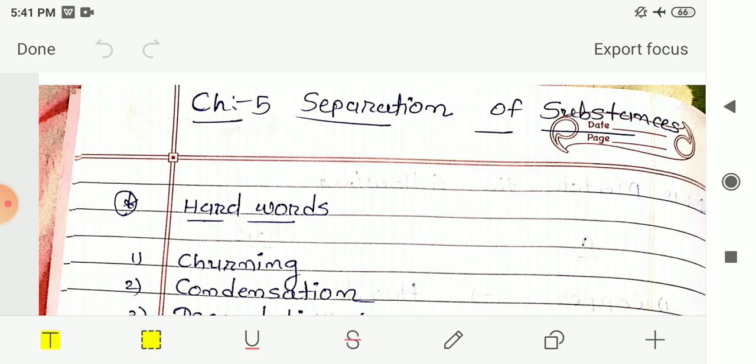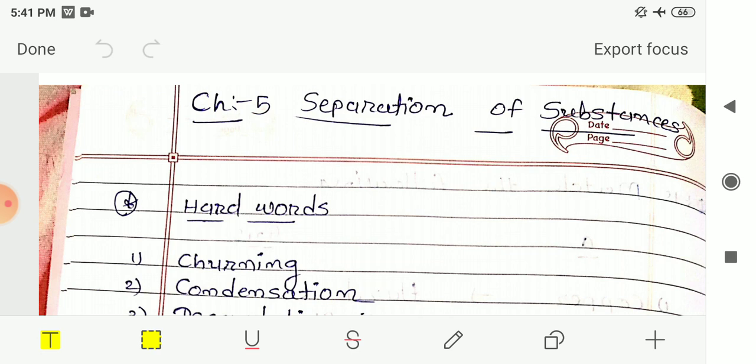So we had seen that a mixture is made up of two or more than two components, and the components can be either solid, liquid or gaseous. Then we had seen what is separation. So the process of separating the components of a mixture is called separation.